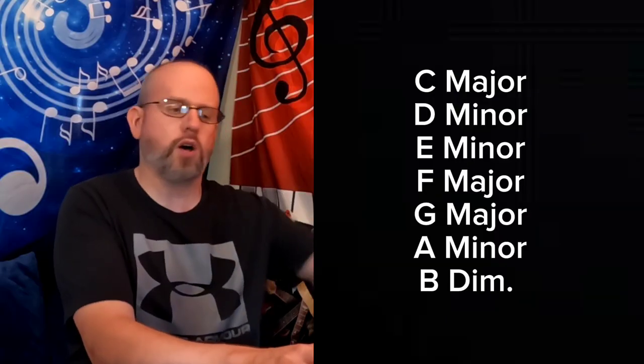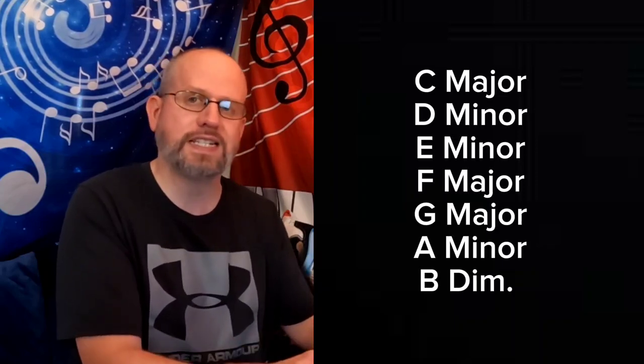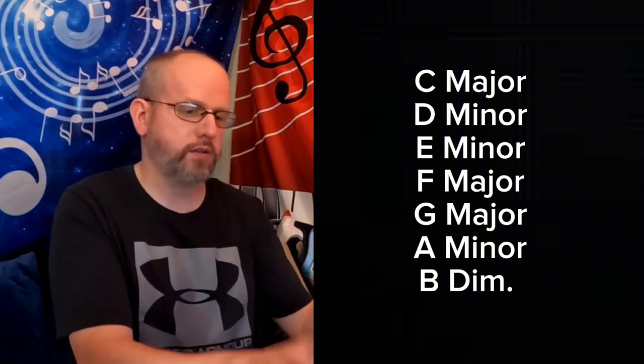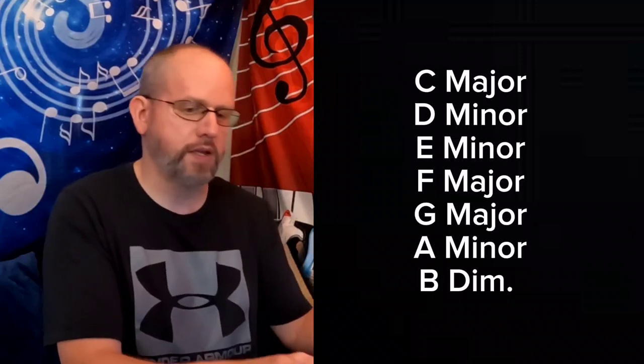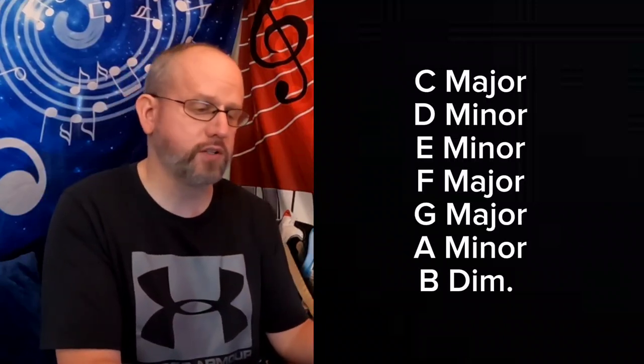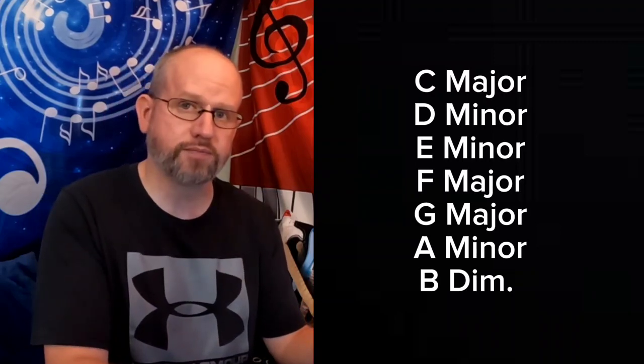So we're going to go C, E, G as the one chord in the key of C. The two chord is D, F, A. The three chord is E, G, B, and so on. Now let's go through the quality of the chord. Off the first degree, we have C major. Second degree, D minor. Third degree, E minor. Fourth degree, F major. Fifth degree, G major. Sixth degree, A minor. And then finally the seventh is B diminished. All right, that covers all the chords in the C major scale.